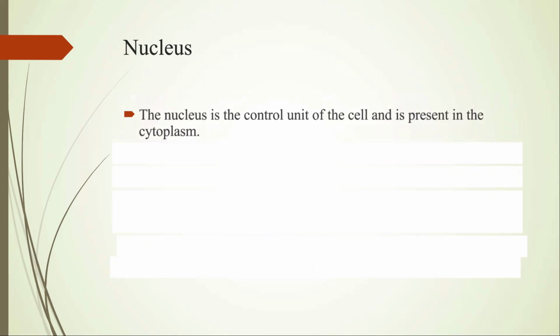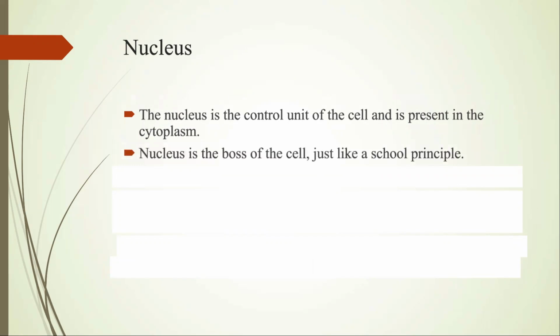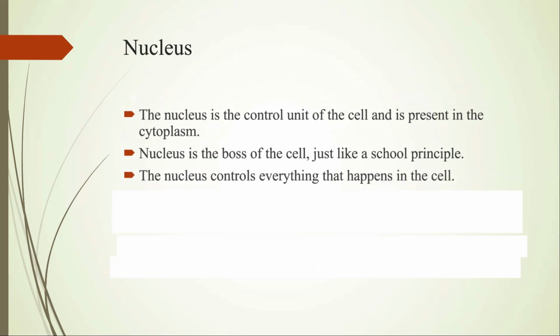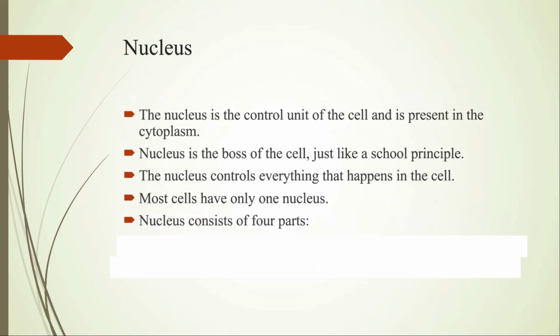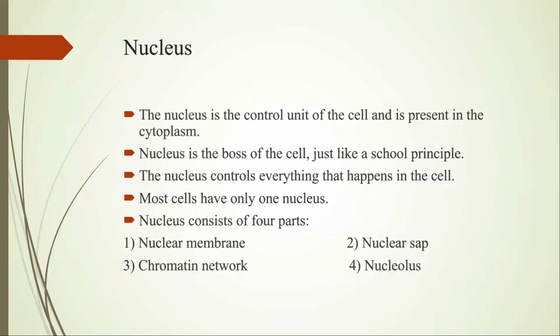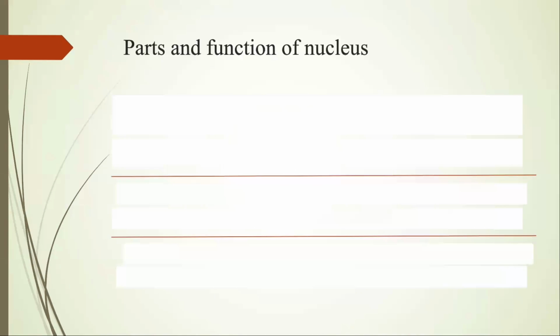Now let us understand nucleus. The nucleus is the control unit of the cell and it is present in the cytoplasm. Nucleus is the boss of the cell, just like a school principal. The nucleus controls everything that happens in the cell. Most cells have only one nucleus. Nucleus consists of four parts: nuclear membrane, nuclear sap, chromatin network, and nucleolus.